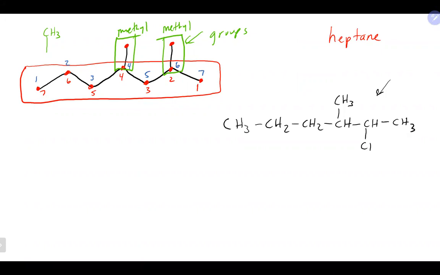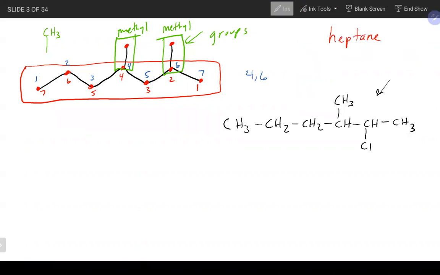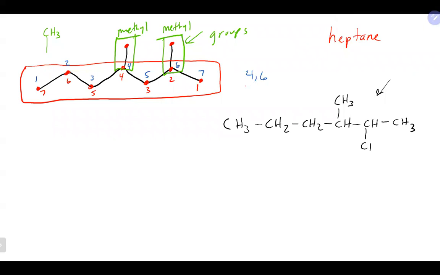Going in the blue direction, we have groups at carbons 4 and 6. Going in the red direction, we have groups at carbon number 2 and 4. The smaller number is 2, so the red direction would be the correct numbering. I'm going to try this again with the counting. That is carbon number 2 there for the methyl, and that is carbon number 4 there for that methyl.